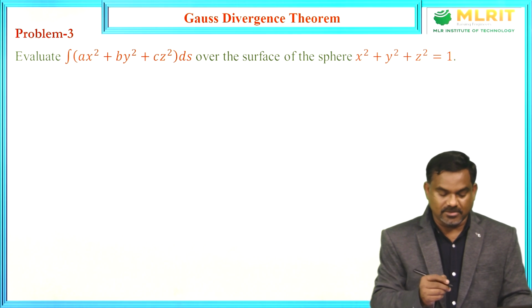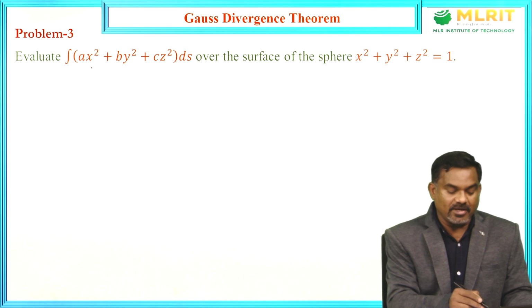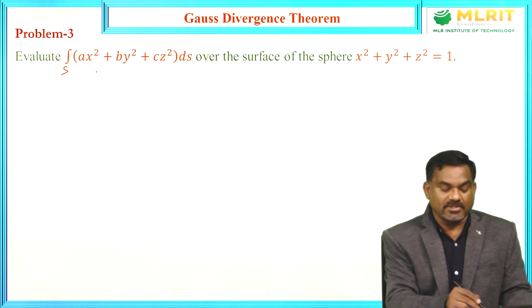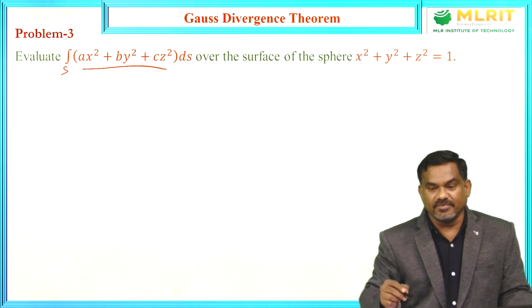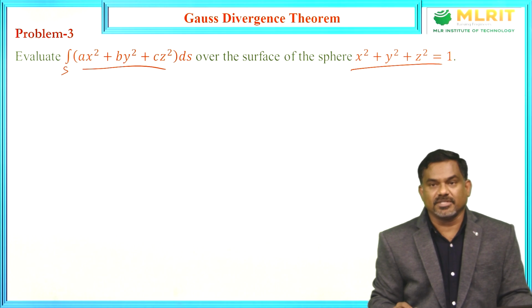Similarly, let us solve one more problem. Evaluate the surface integral of ax square plus by square plus cz square dS over the surface of the sphere x square plus y square plus z square equal to 1.